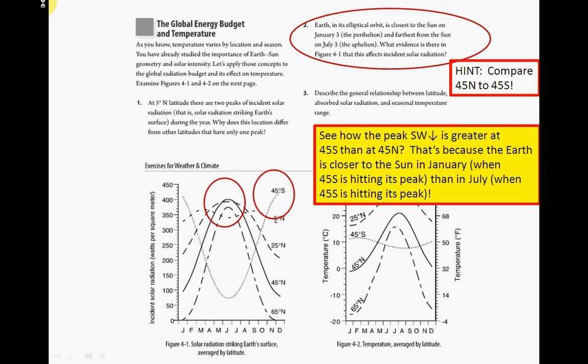Look at the peaks for 45 degrees north and 45 degrees south. See how the peak in the shortwave radiation down is greater at 45 degrees south than it is at 45 degrees north? I mean, at 45 degrees south, they actually get more radiation at their peak time of year, which happens to be January, than 45 degrees north gets at its peak time of year. And that's simply because the Earth is closer to the sun in January, when 45 south is hitting its peak, than it is in July when 45 north is.